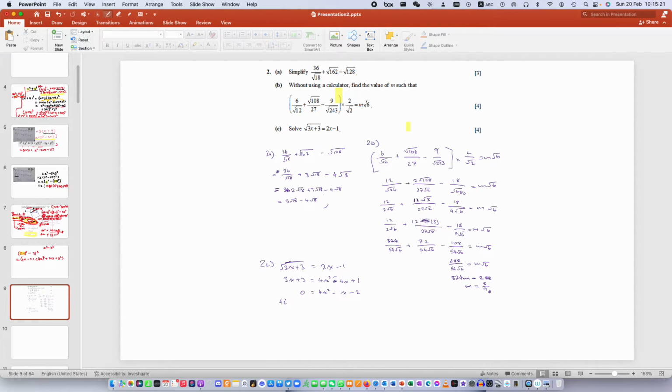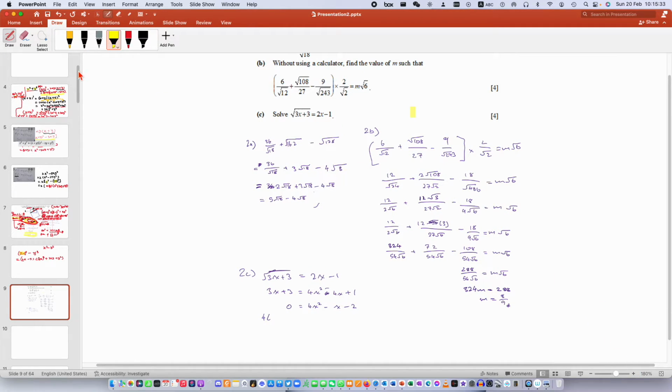Simplify. So simplify, pretty easy. Okay, so for this, in fact, if you are not allowed to use a calculator, you need to show steps. You are not showing any steps, so it's wrong.